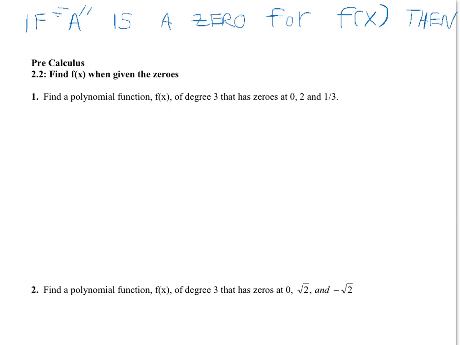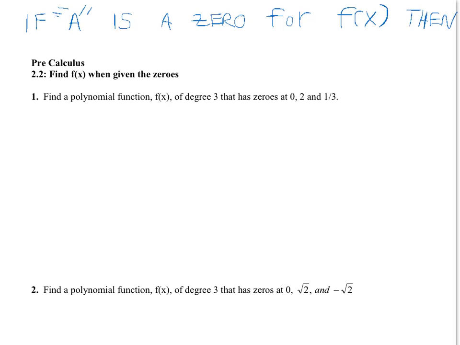All right, here we go. Day 3, 2.2. We're going to finish this up. This is the last thing in 2.2. And what we're going to do, we're going to kind of work backwards. We're really going to look at the connection between a zero of a function and the factor of that function. And we're basically going to get the equation.